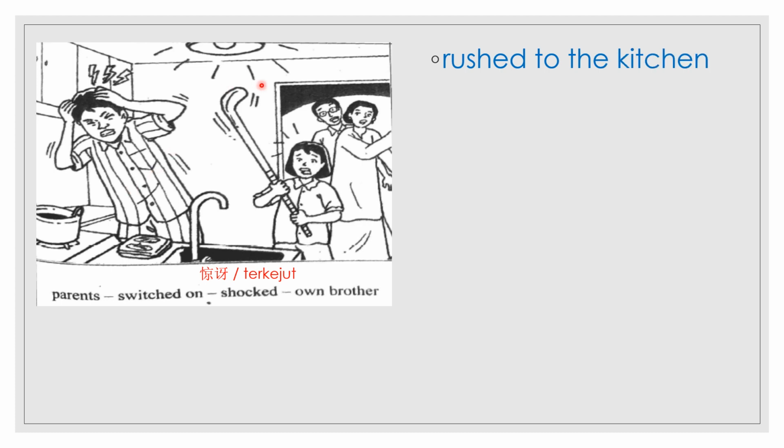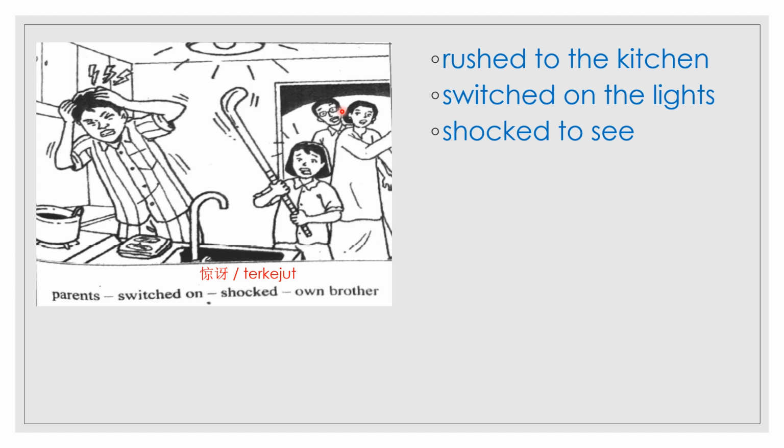Okay, the parents rushed to the kitchen, meaning they went to the kitchen quickly. They didn't walk slowly. They went there very quick. Switched on the light. Okay, and then what happened? They were shocked to see. Why? Because he was her own brother. So what did the brother do? He was moaning in pain.